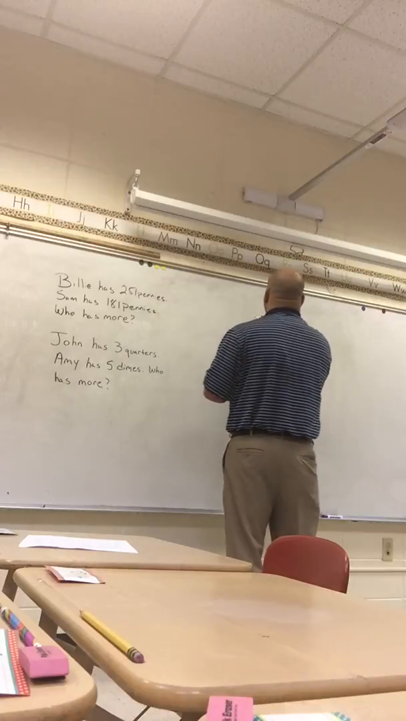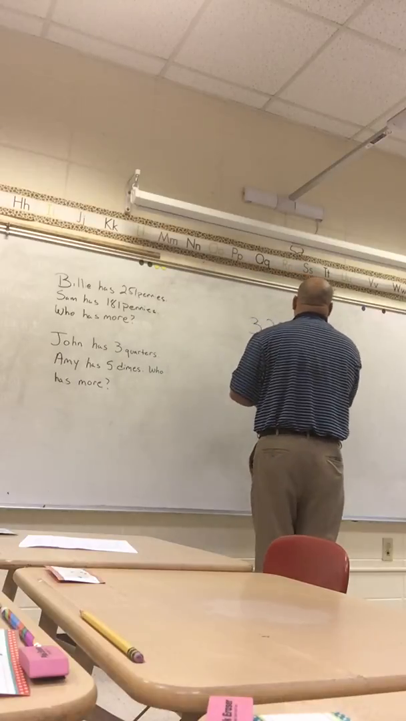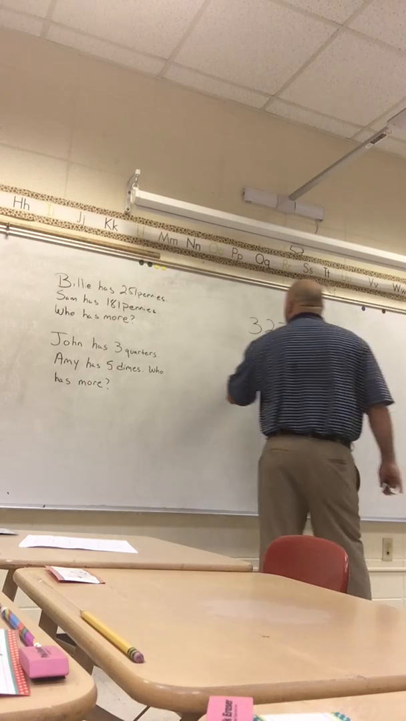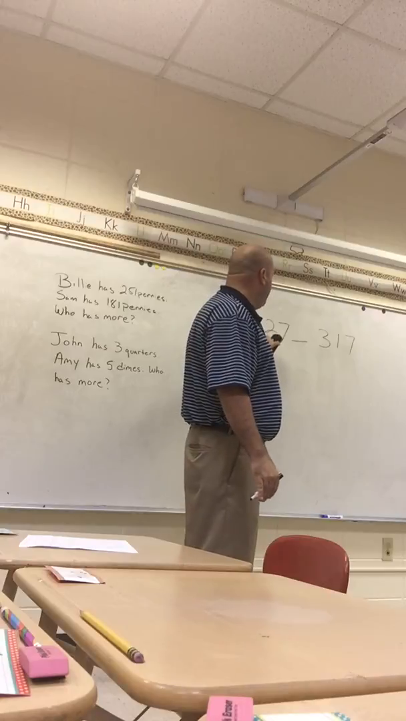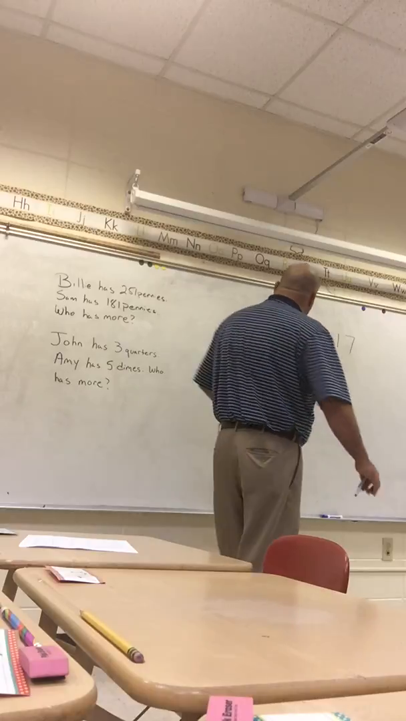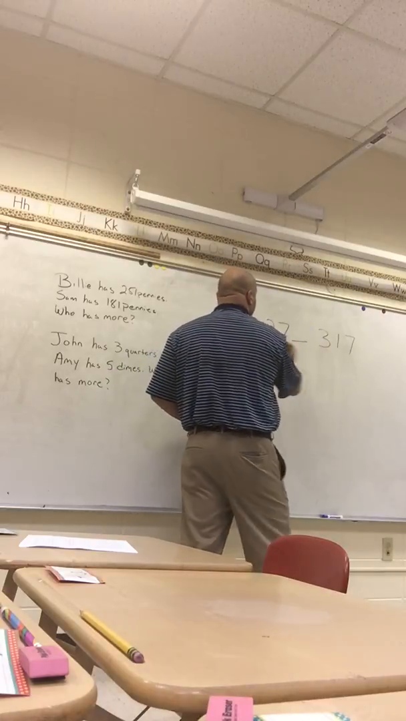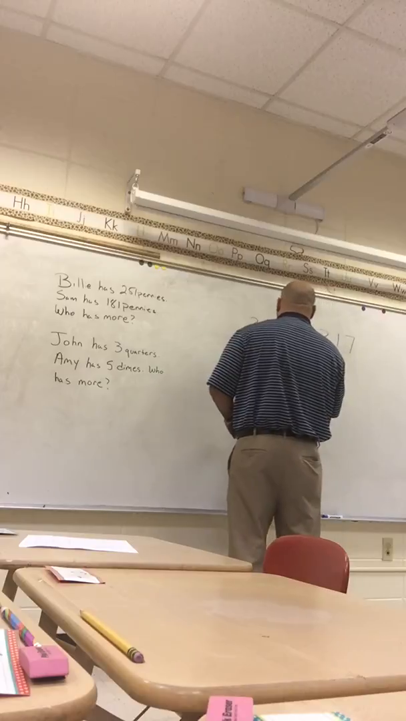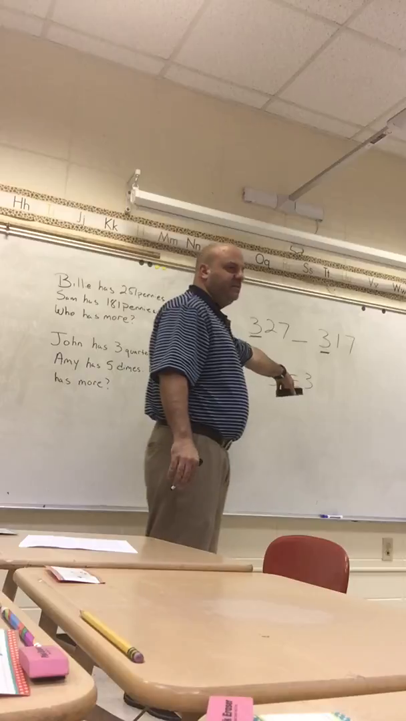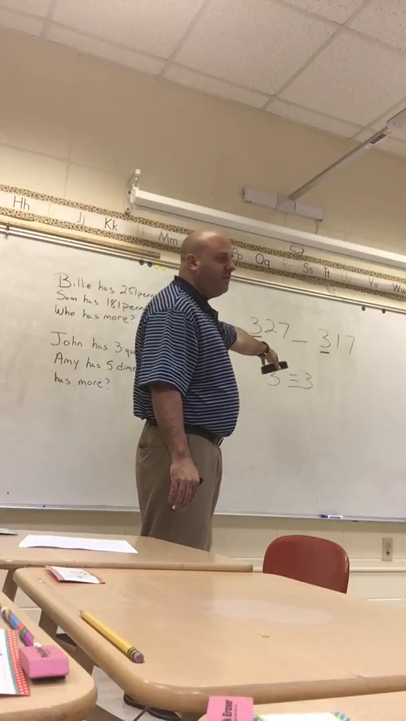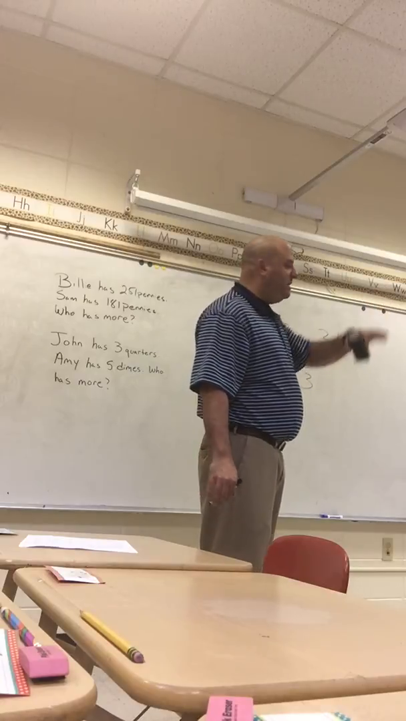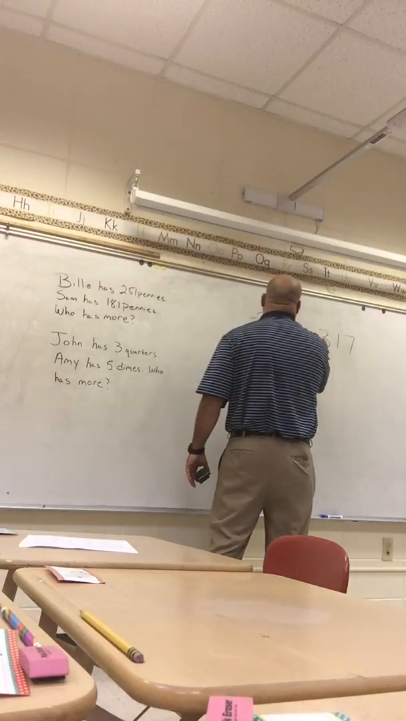So let's try one here. Let's do 327 again. Alright, so what do we have here? 327. What do we have here? 317. Okay. So then what's in the hundreds place here? 3. What do we have in the hundreds place here? 3. So 3 is equal to 3. So is that the answer though? No. What do we have to go to if our hundreds are the same or equal? What do we go to next? Tens place. We go to the next one to the right, correct.